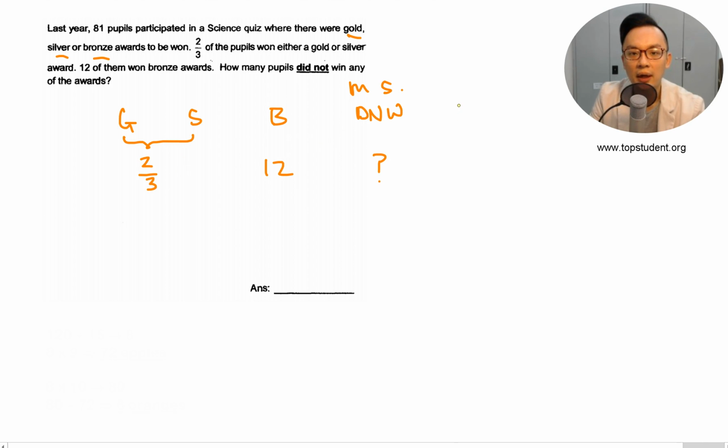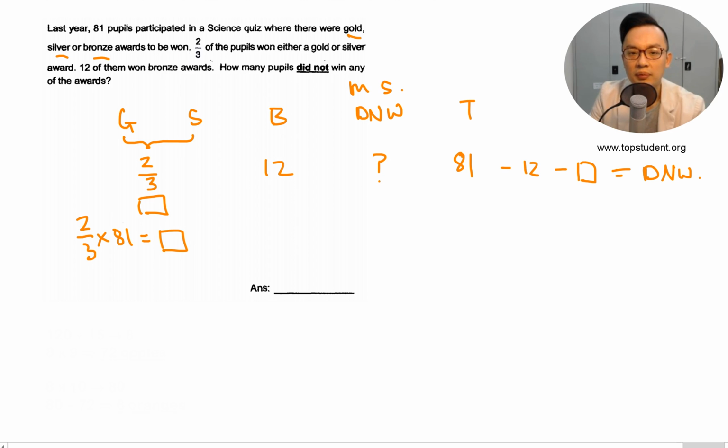All right. So total, I know I have 81 students. So total is 81 students. So I need to take 2/3 times 81 equals to, this is the value. So I take 81 minus away 12, minus away this value. All right. And that will be equal to my did not win.